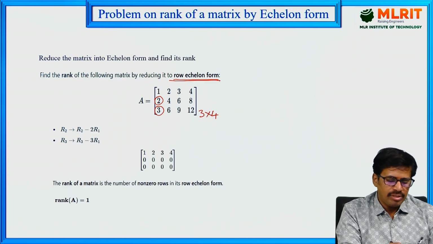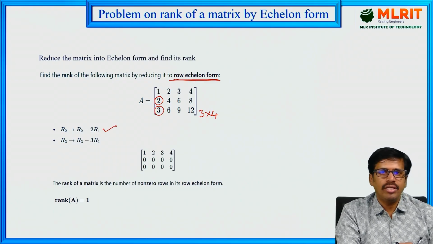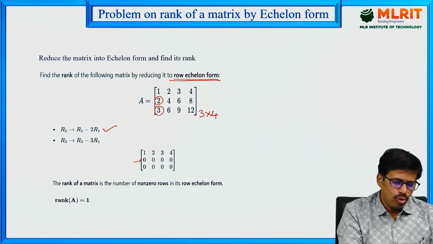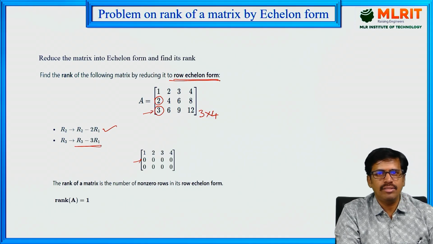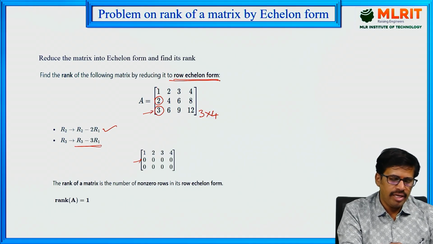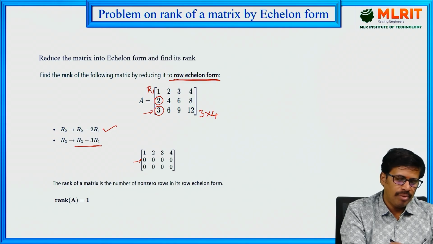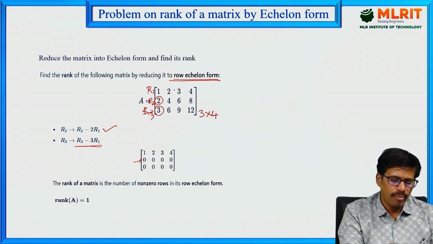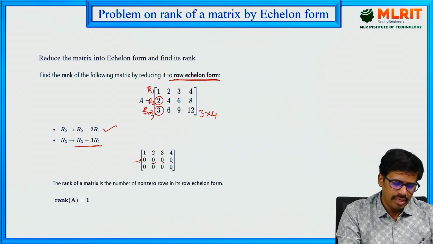To make this element 0, the operation should be R2 tends to R2 minus 2R1. So 2 minus 2 into 1, this is 0. Next, to make this element 0, the operation should be R3 tends to R3 minus 3R1. So 3 minus 3 into 1. So these are all the elements of R1, R2, R3, third row, right? Second row elements, you can check: 2 minus 2 into 1, 0. 4 minus 2 into 2, 4 minus 4, 0. 6 minus 6, 0. 8 minus 8, 0.